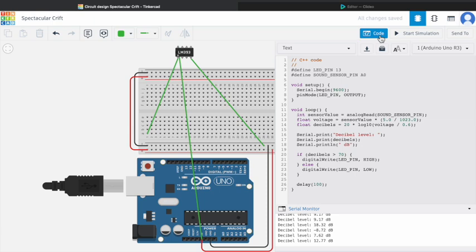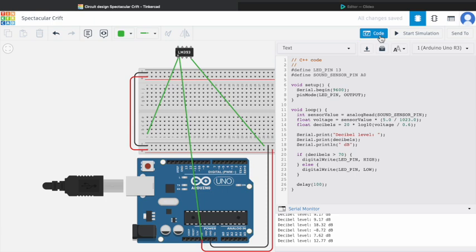Here is a detailed explanation of the C++ code for an Arduino project that uses a sound sensor to measure sound levels and control an LED based on those levels. Code breakdown. Define constants. This line defines a constant named LED pin with a value of 13, which indicates the digital pin on the Arduino board to which the LED is connected.